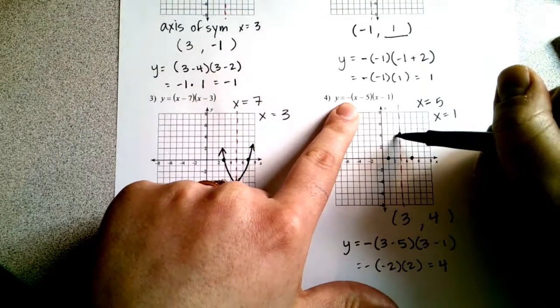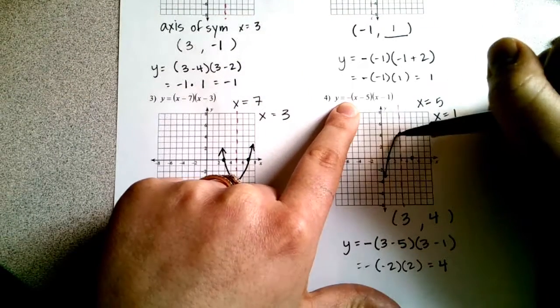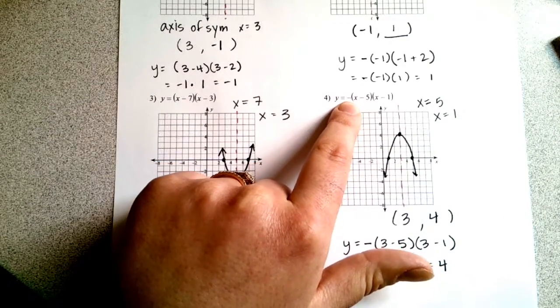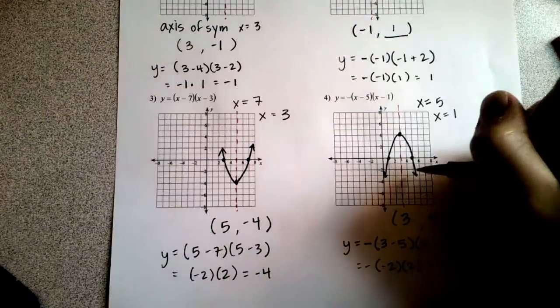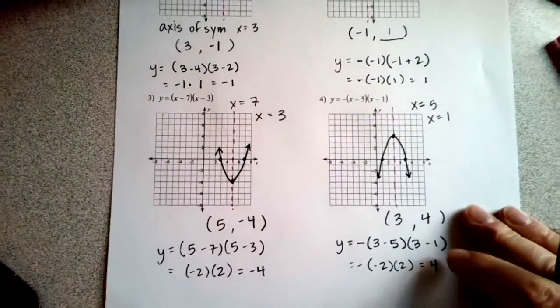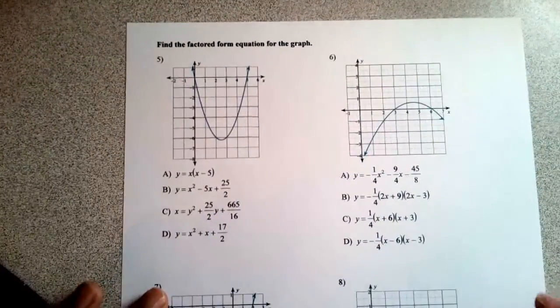This looks like it was supposed to open down, and if you check our a value, yep, we have a negative a value, which tells us our parabola should open down. So that's what graphing in factored form looks like. What your homework is going to look like is I will be giving you the graphs, and you need to match it to the equation.